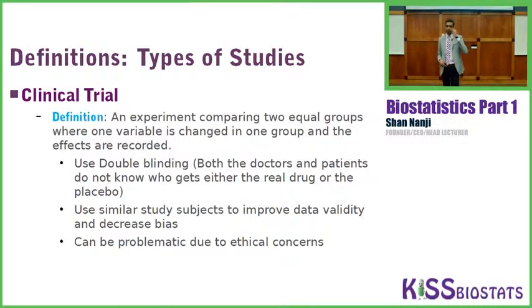Now, you use similar study subjects to improve data validity and decrease bias. That means you're going to try to find subjects that are as similar as possible: same age, same gender, same race, height, weight. This way you're comparing similar groups of people in this clinical trial. Now, you can have ethical concerns with this. Would it be ethical, let's say, to have a clinical trial to study a new drug that treats hypertension, and you have people that have hypertension, but instead of giving them real blood pressure medication, they're getting the placebo? So you're not treating them, so you can run into ethical concerns with clinical trials.